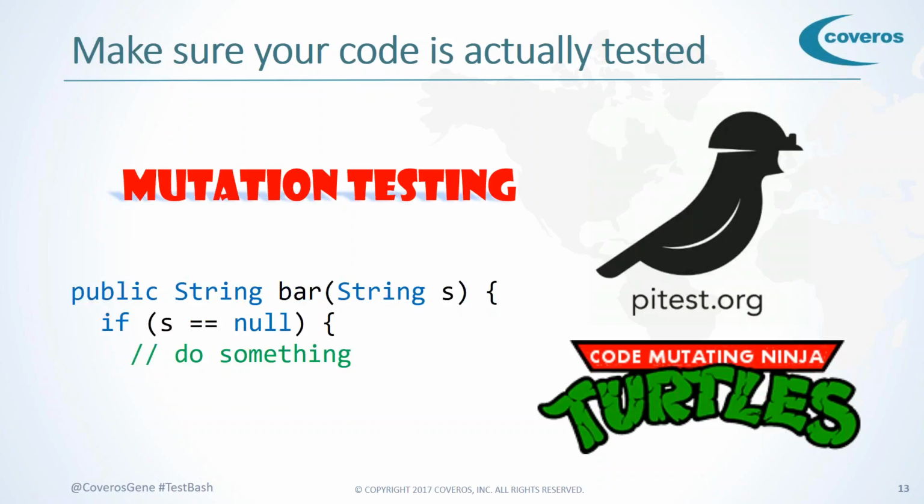Here's another example, right? We just have a null check at the beginning of a method, right? Mutation testing might go in and change that is equal to null to is not equal to null and see if the test still passed. If that works and no test throws an error, then we know that we weren't testing that condition. That line is not truly tested.